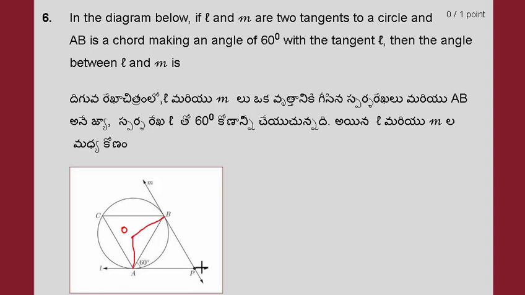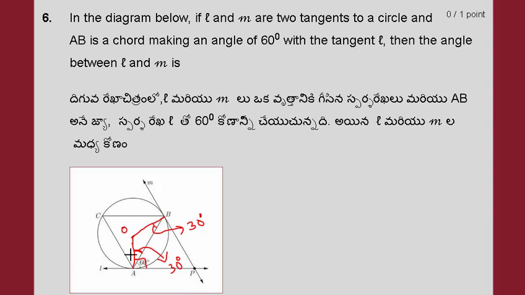Now OA is perpendicular to the tangent L. So the total angle, this angle is equal to 90 degrees. So this small angle will be 30 degrees. Why? Because the remaining is 60 degrees that is given. So this is 30 degrees. Similarly, this also equals 30 degrees.